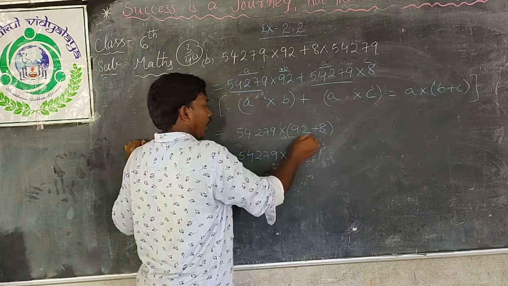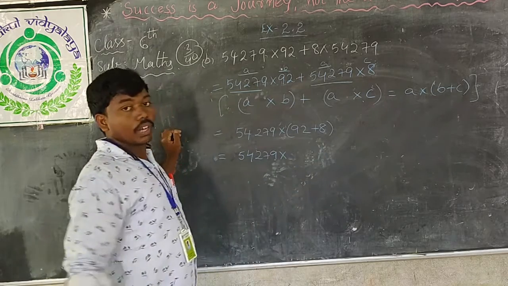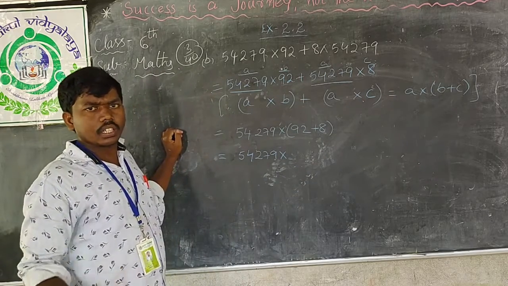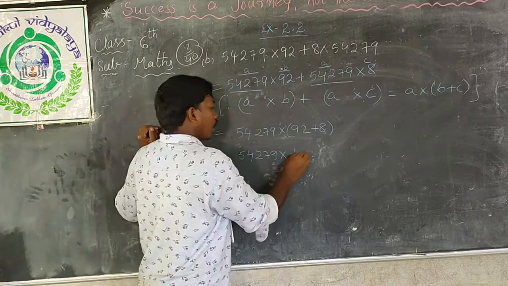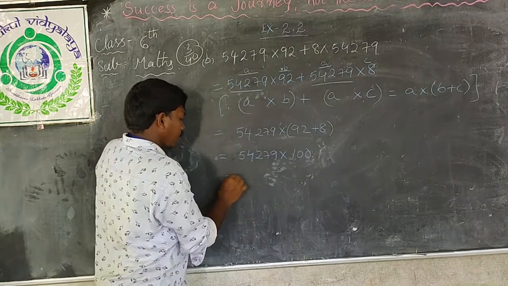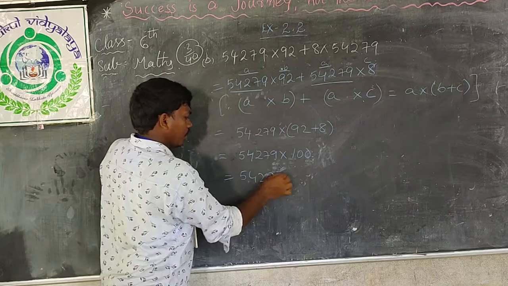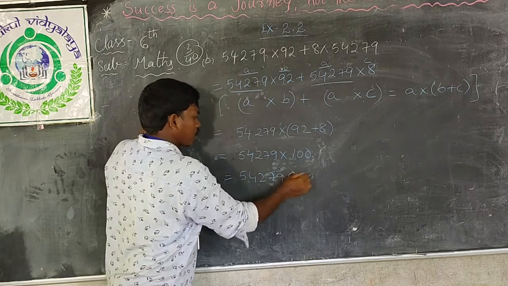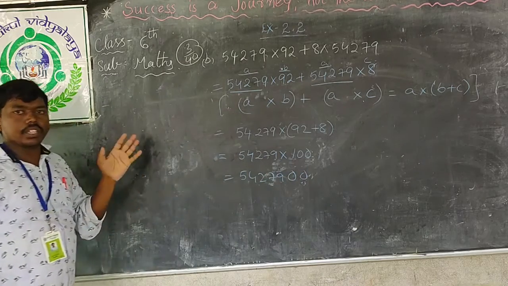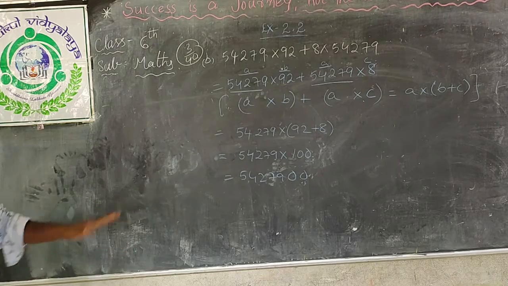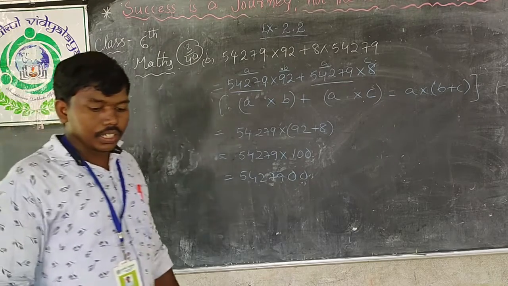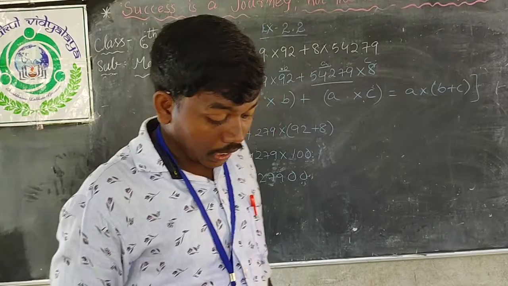54,279 into 92 plus 8. What is the value of 92 plus 8? 100. With the 100 multiplication, very easy, no? 54,279 into 1, same number, then 0, 0. Very easy method. So find like this. We'll see the next one, C also.